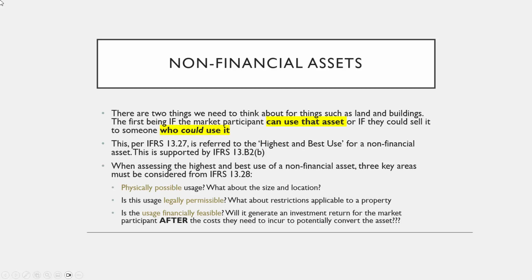We're not on IAS right now. So is it physically possible to use this asset? If it's in the mountains where no one can have access to it, it's not physically possible. What is the highest and best use? Is it physically possible to use the asset?